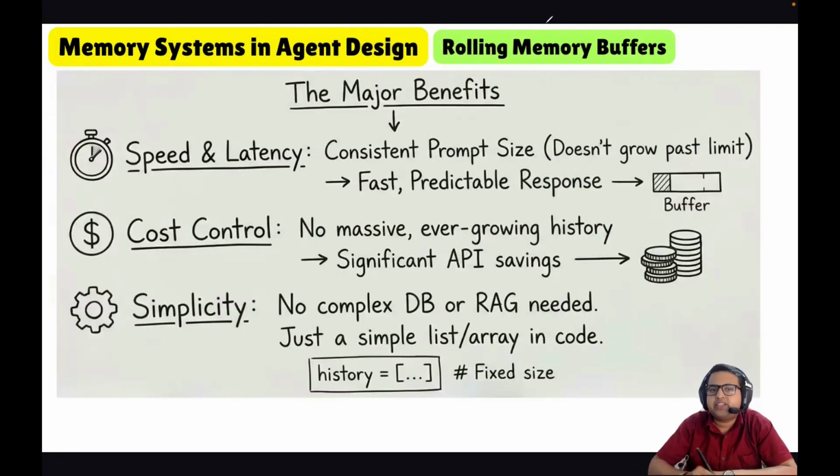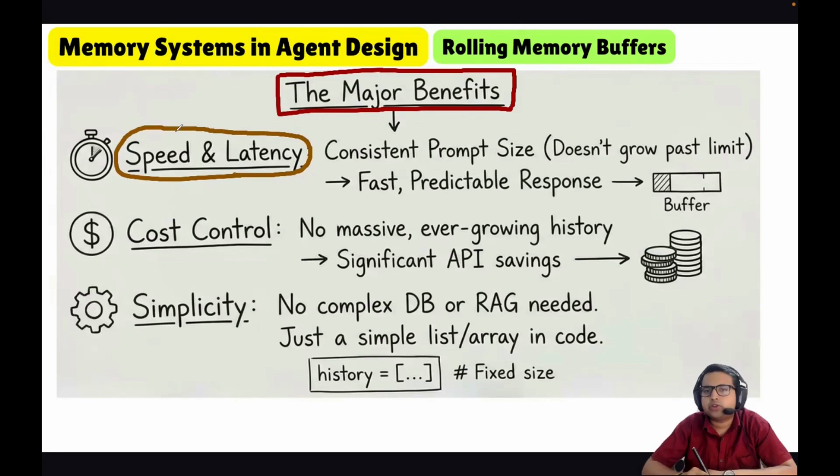Now let us discuss the major benefits of rolling memory buffers. Speed and latency. Because of the rolling memory buffers, we are taking care of the buffer overflow or the context window overflow problem. And because of that, we are able to achieve consistent prompt size. Because the prompt size stays consistent, it never grows past the buffer limit, and because of the fixed prompt size, the model's response time remains fast and predictable.